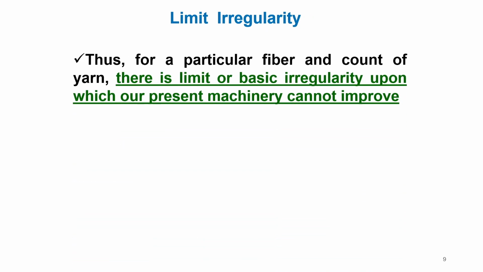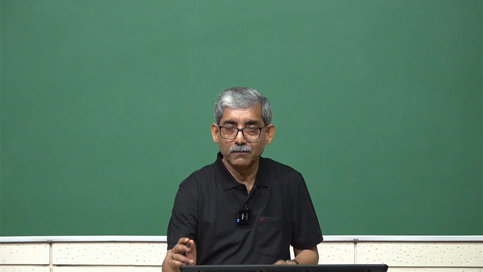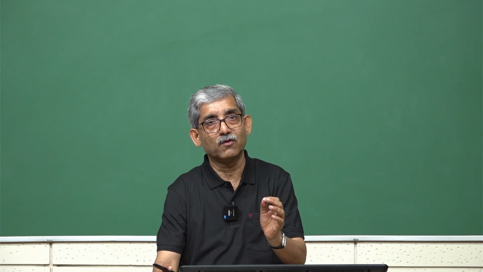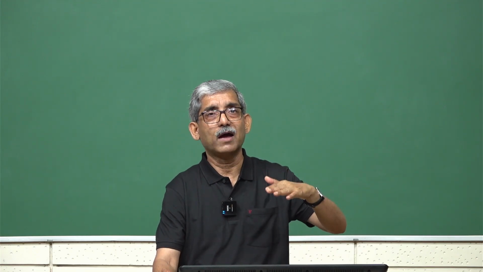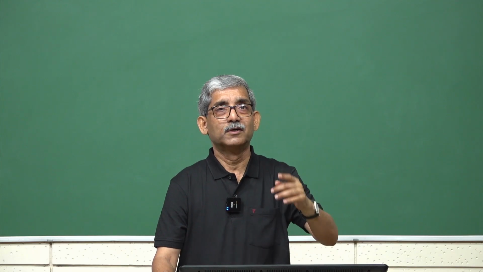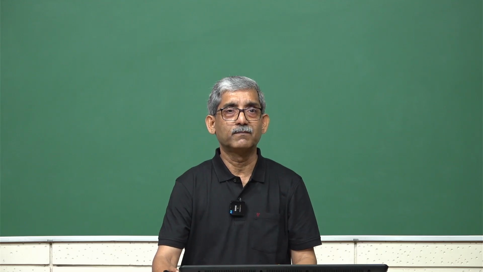Thus, for a particular fiber and count of yarn or sliver, there is a limit or basic irregularity upon which our present machine cannot improve. So, we can try to produce the perfect sliver in the draw frame, but there is a limitation. We should not try to have zero variability. For that, we must understand the concept of limit irregularity.